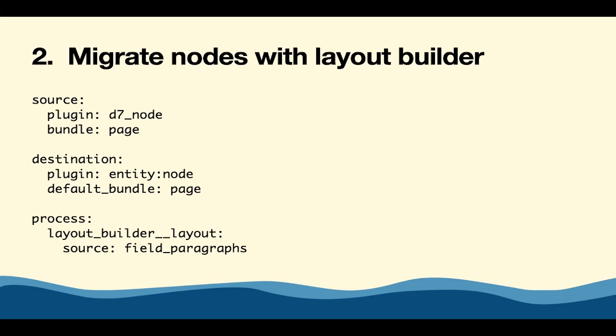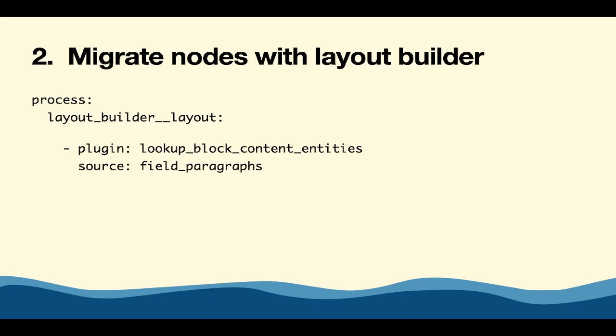Again, the node migration is like any other migration. We can hone in on this layout builder layout field that we talked about earlier. That's got to turn paragraphs into sections and components. And the first thing we do is we locate and we load our previously migrated block entity.